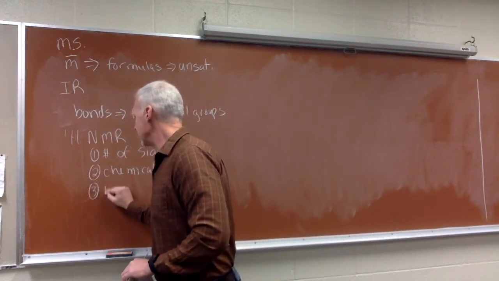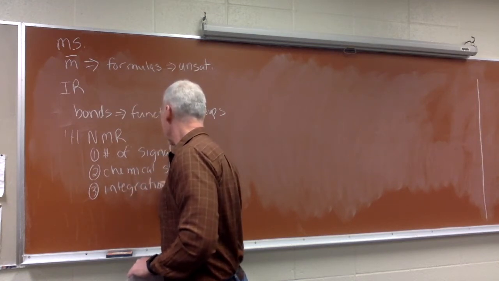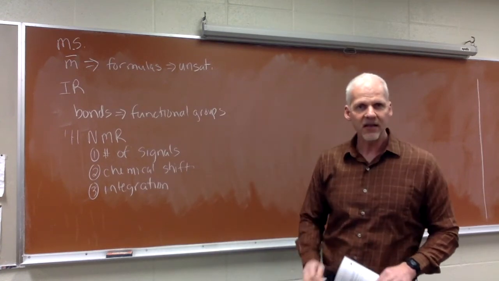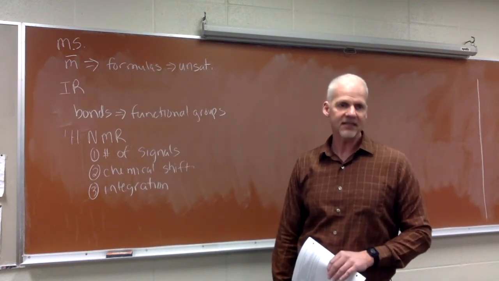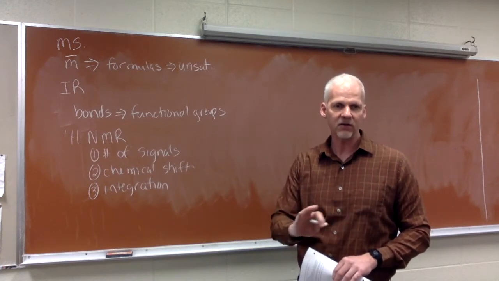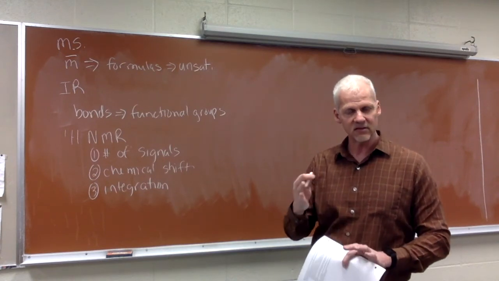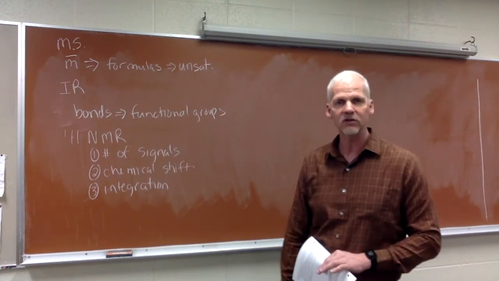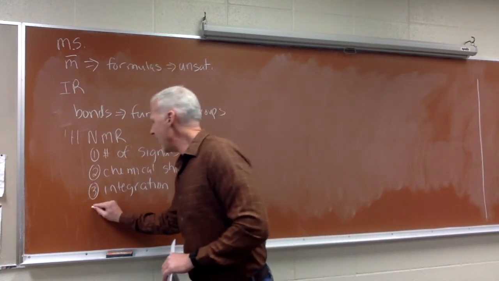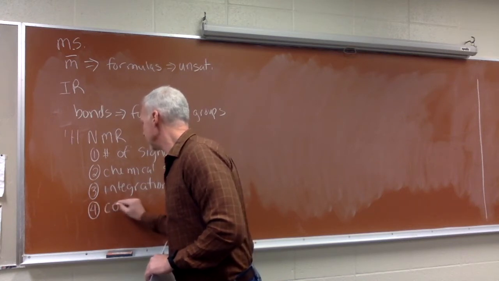The third feature was integration. This had to do with the area underneath the signal within the spectrum, and that's proportional to the number of hydrogens causing that signal. One of the key features there is that the sum of all the integration values in the spectrum have to add up to equal the number of H's in your formula. So that's one way the proton NMR can help you confirm which formula you're working with if there's more than one possibility. And then the last feature was the spin-spin splitting or coupling.